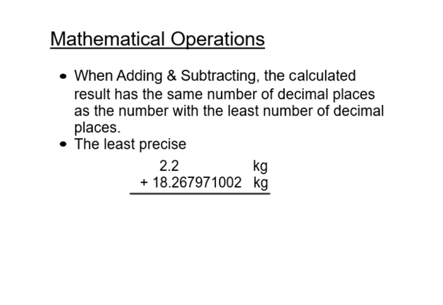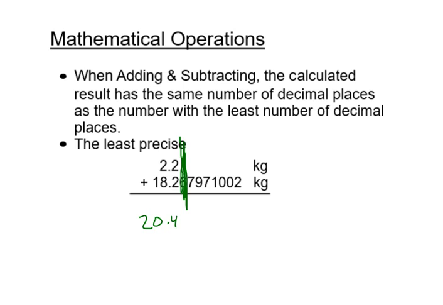So the rule we use is that we cut things off at the least precise location. If this number can only be measured to the 10th, and this number here got measured to like the billionth, when you round your final answer, here's what the answer would be. It would be 20.4. That's where we would cut it off.